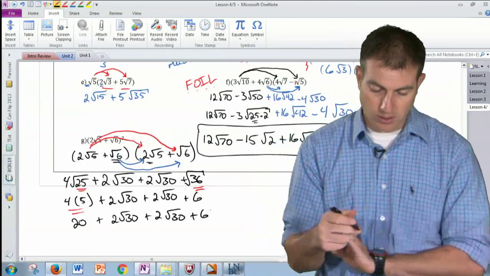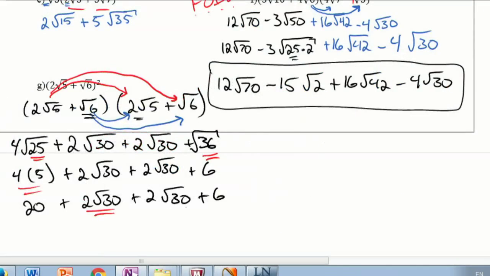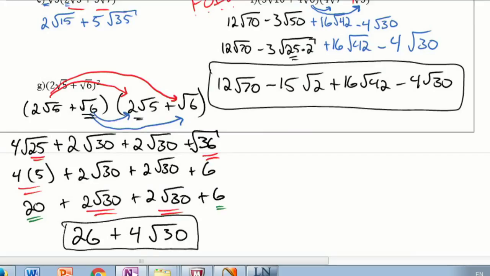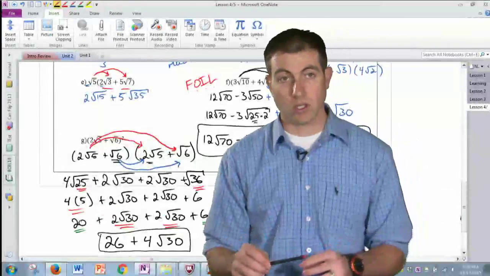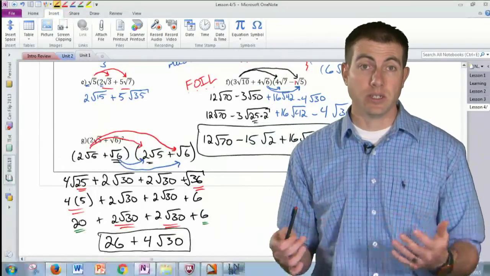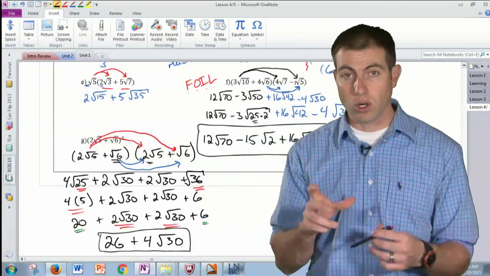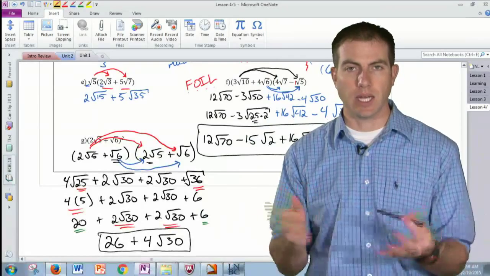So if I look, I see that I have a couple root 30s, and I have a 20 and a 6, which can be added together. So I'm going to add my 20 and my 6 together to get 26. 2 root 30 plus another 2 root 30 gives me 4 times the square root of 30. And that is it. I can't add the 26 and the 4 together because those are talking about different things. 26 is just an integer, and then the 4 is saying you have 4 groups of root 30. So those are different. We can't add them together.